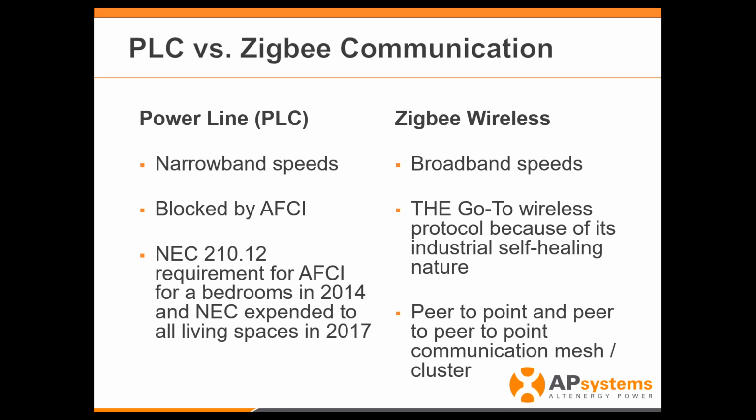PLC became really difficult to work with because there's no way to pass a PLC or power line signal through an arc fault breaker. It's also an issue with false tripping of arc fault breakers, because the arc fault breaker senses the communication on the line as an arc and does a false trip. So it becomes an issue. So what we decided to do was go to ZigBee communication.